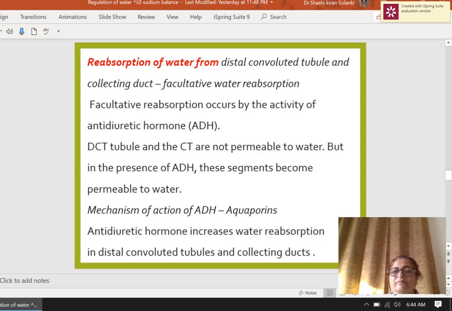Reabsorption of water from DCT tubules and collecting tubules involves facultative water reabsorption. What is facultative reabsorption? I have told you earlier, it is enforced by the antidiuretic hormone, ADH, because the water molecules are not permeable through the DCT and CT, and ADH is the hormone responsible for making the tubules permeable. ADH combines with plasma proteins, which we call aquaporins. I have told you 5 types of aquaporins have been identified.